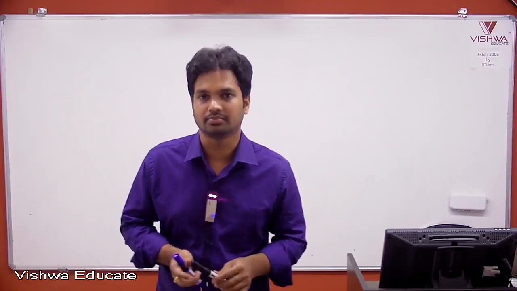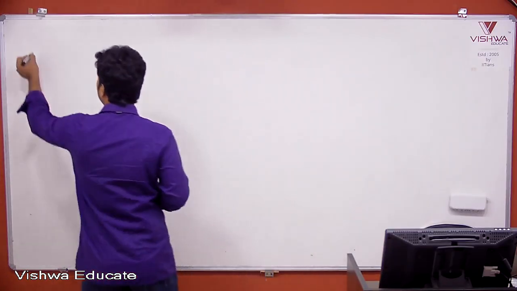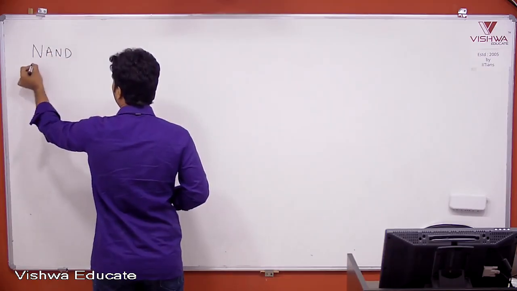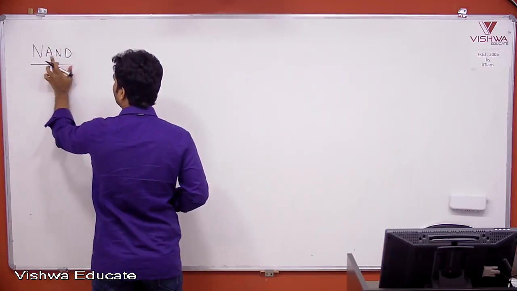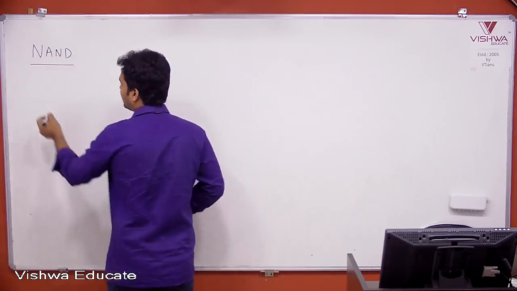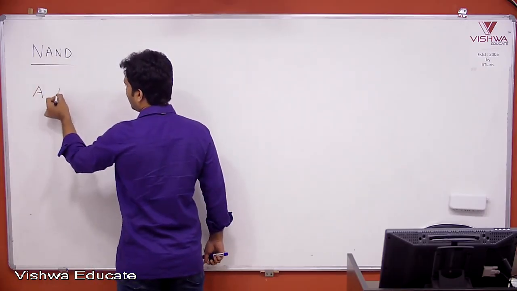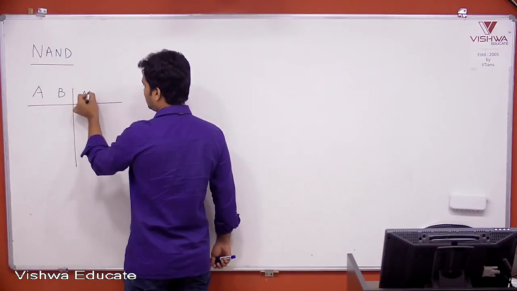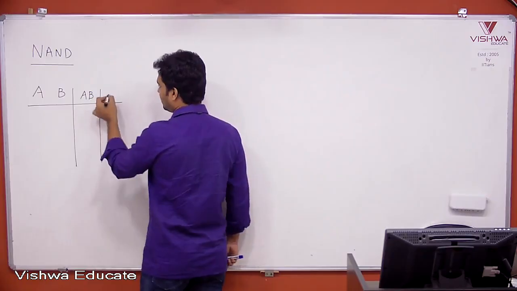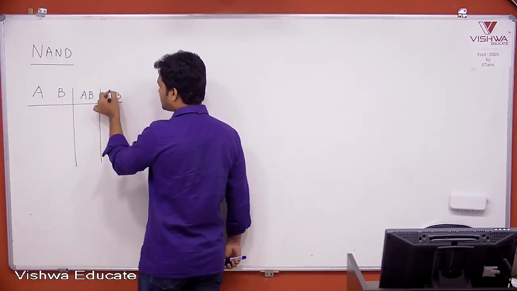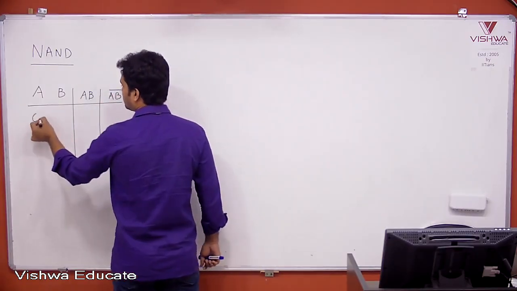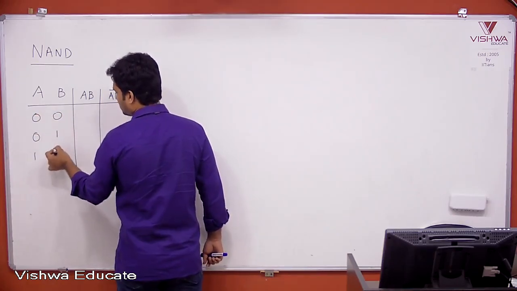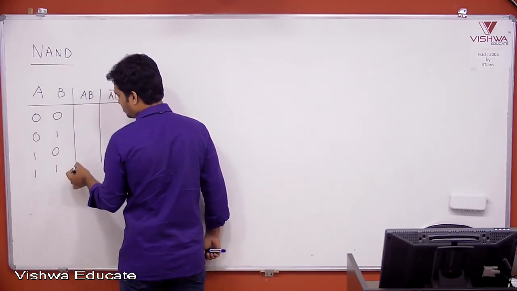Okay, NAND gate. What is the NAND gate? You can understand here, inversion of AND is called NAND gate. Say for example, you have A, B, and inversion of AB is called AB bar. So 0, 0, 0, 1, 1, 0, 1, 1.